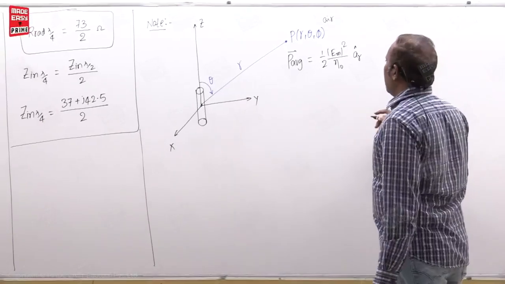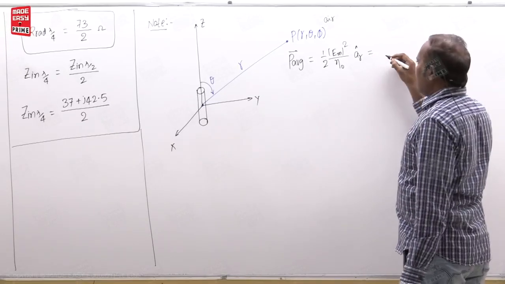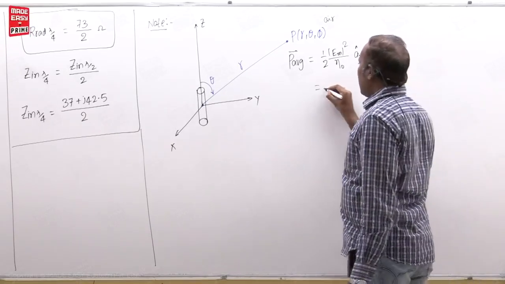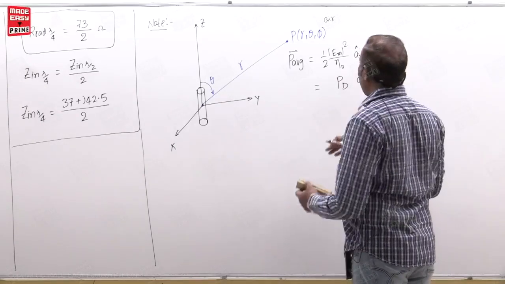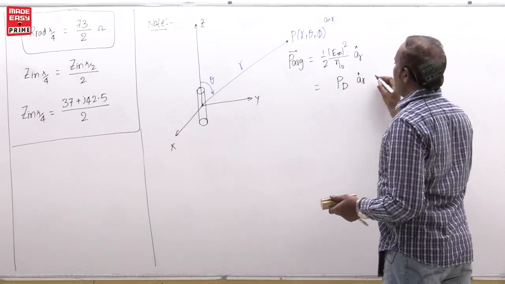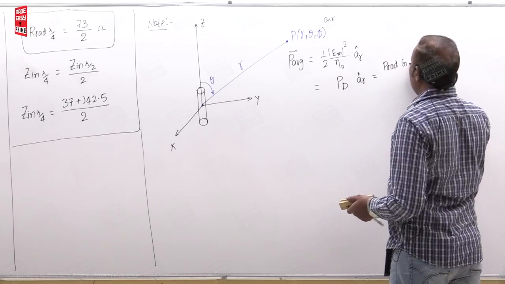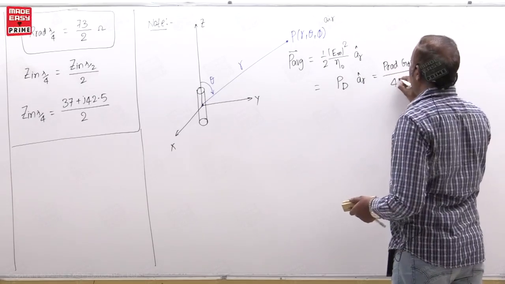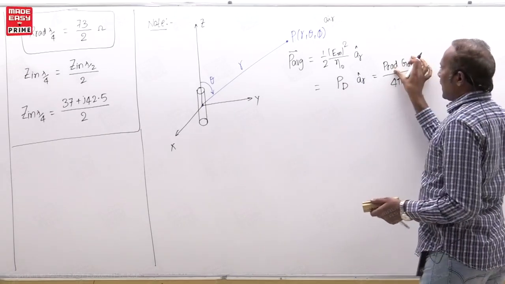Actually this is power density, another formula, that is equal to power density into Ar, also you have to take. Two formulas are there. This power density is nothing but power radiated into GDT divided by 4 pi r square. I will explain this after some time.